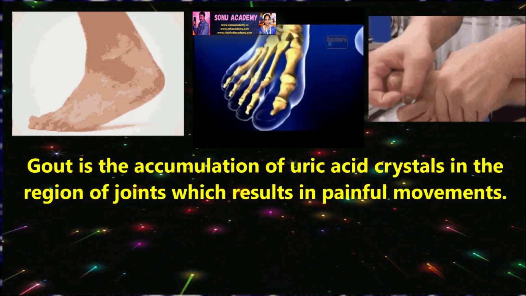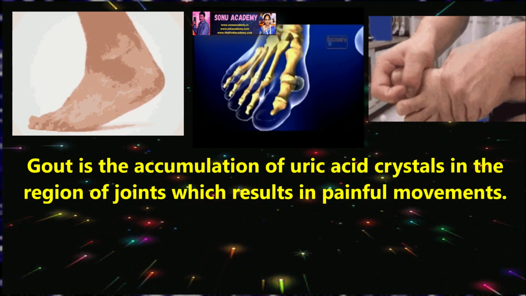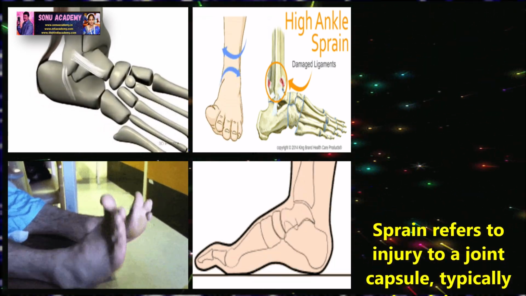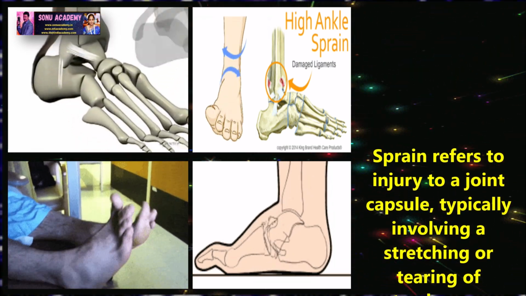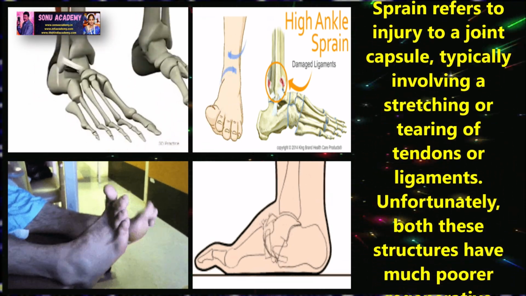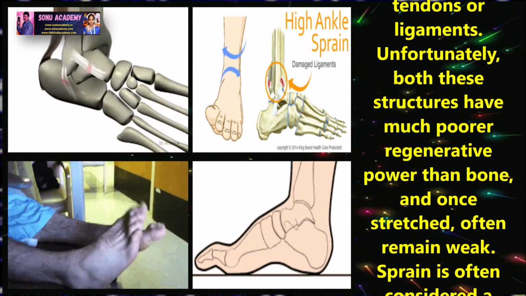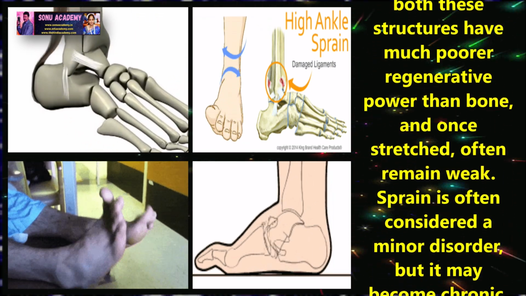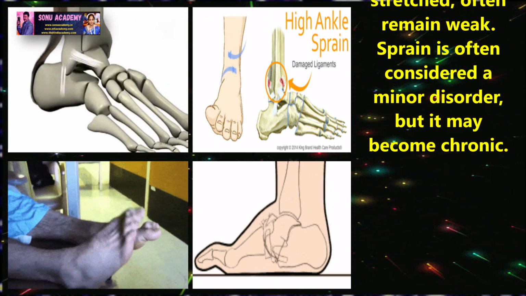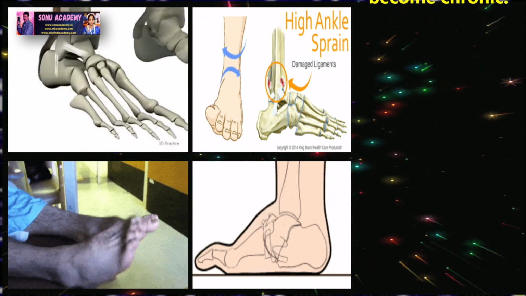Gout. Gout is the accumulation of uric acid crystals in the region of joints, which results in painful movement. Sprain. Sprain refers to injury to a joint capsule, typically involving a stretching or tearing of strands of ligaments. Unfortunately, both structures have much poorer regenerative power than bone and once stretched often remain weak. Sprain is often considered a minor disorder but it may become chronic.